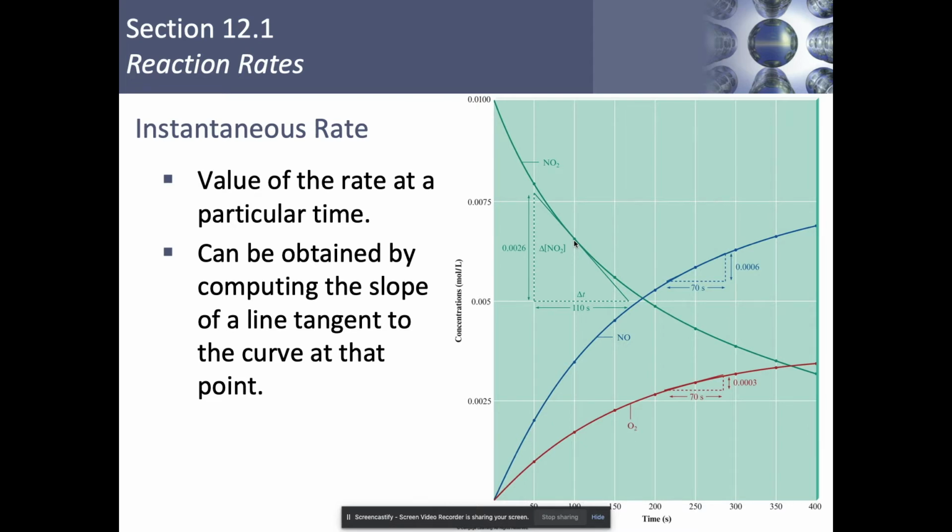The idea is that we can approximate it by subtracting our concentrations and then dividing by the difference in time. But a better way of doing that would be to instantaneously find exactly what that number would be, which would be by drawing a tangent line and finding the slope of that line instead of just picking two other points on our curve.